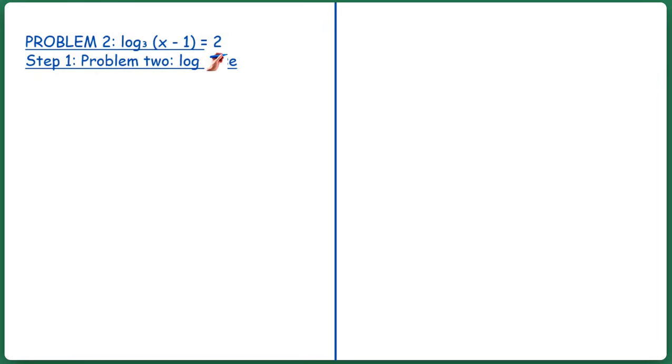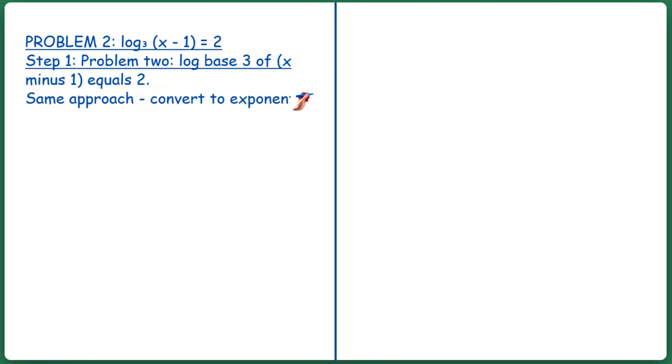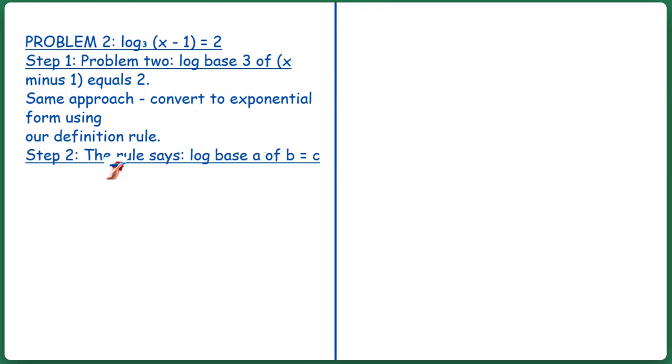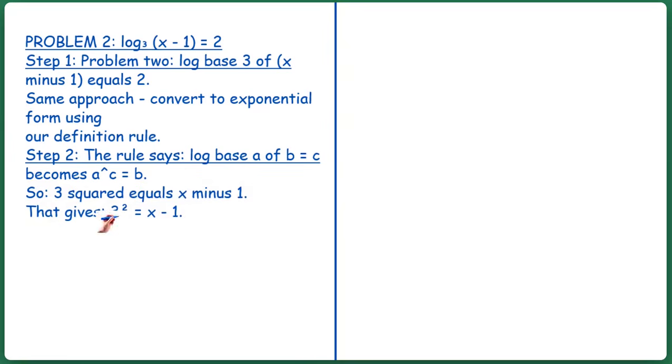8 steps. Step 1. Problem 2. Log base 3 of x minus 1 equals 2. Same approach. Convert to exponential form using our definition rule. Step 2. The rule says log base a of b equals c becomes a to the c power equals b. So 3 squared equals x minus 1.